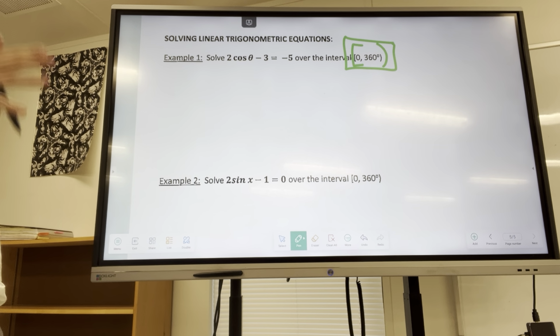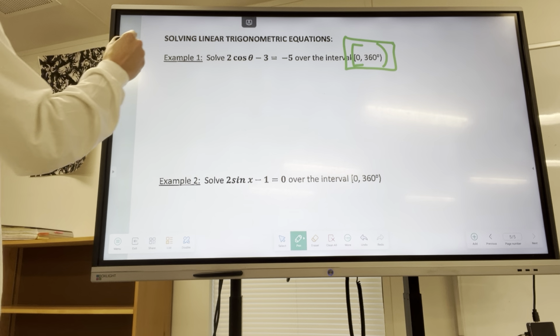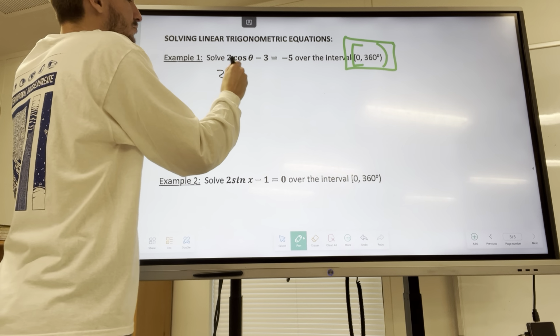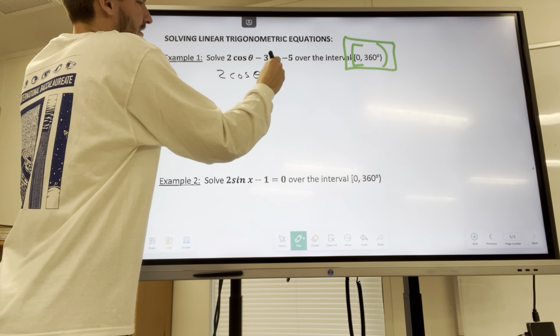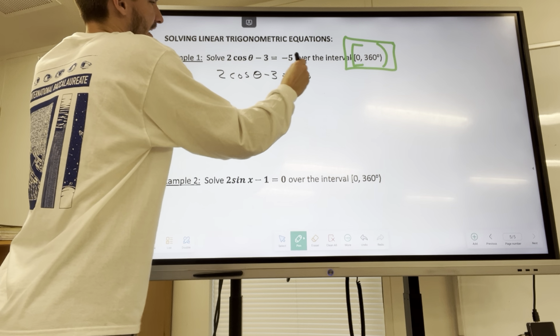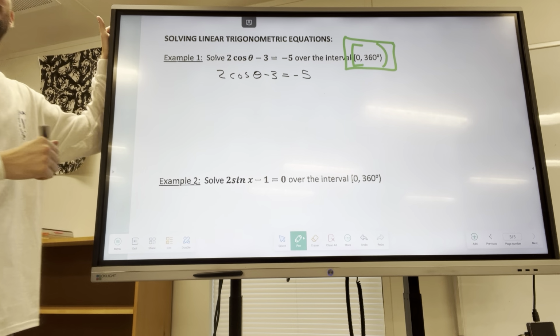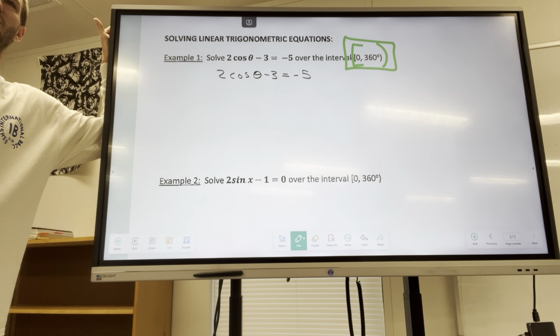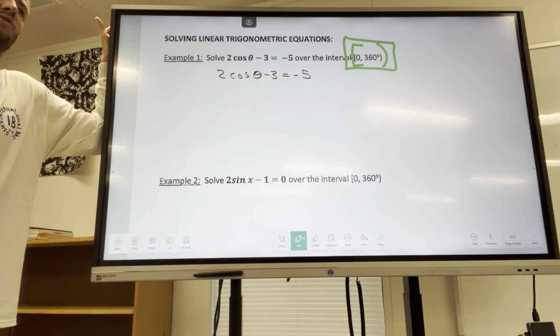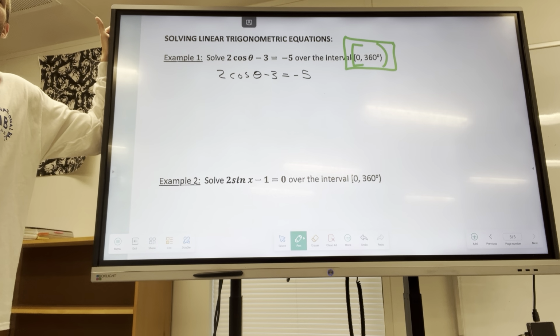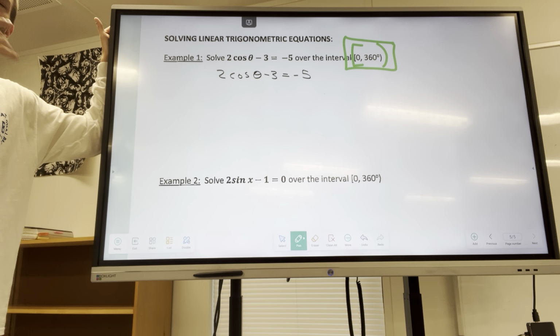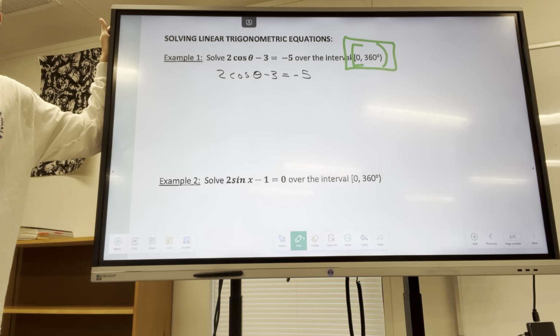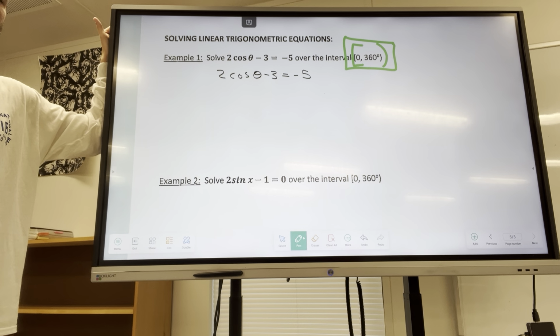You might see one of those on a quiz, something like that. So let's solve this question. It says 2 cosine theta minus 3 equals -5. Now, first of all, when it comes to solving trig equations, if you know how to solve algebra equations, there is 0 new strategies, 0 new difficulty. Everything is exactly the same.